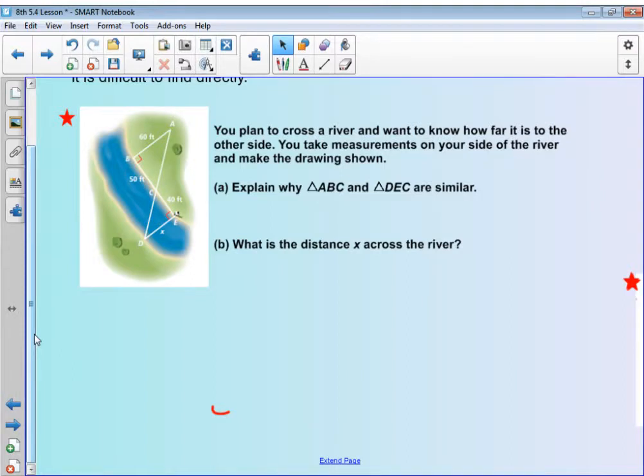So if we go through and look at this information, well, first of all, if they're similar, that means their sides are proportional. And also they should have the same degree measures. Okay, so here, when we look at this, we're kind of jumping back into something that we did back in section 2.